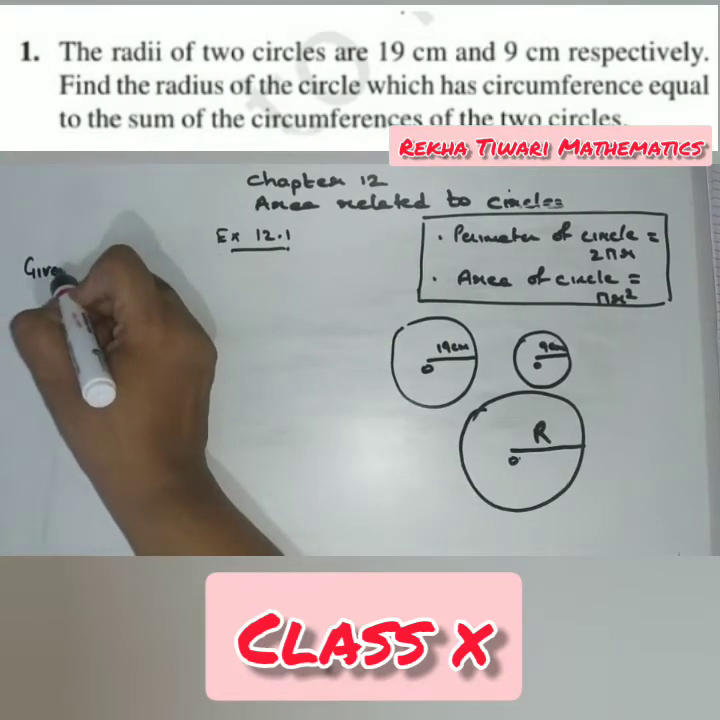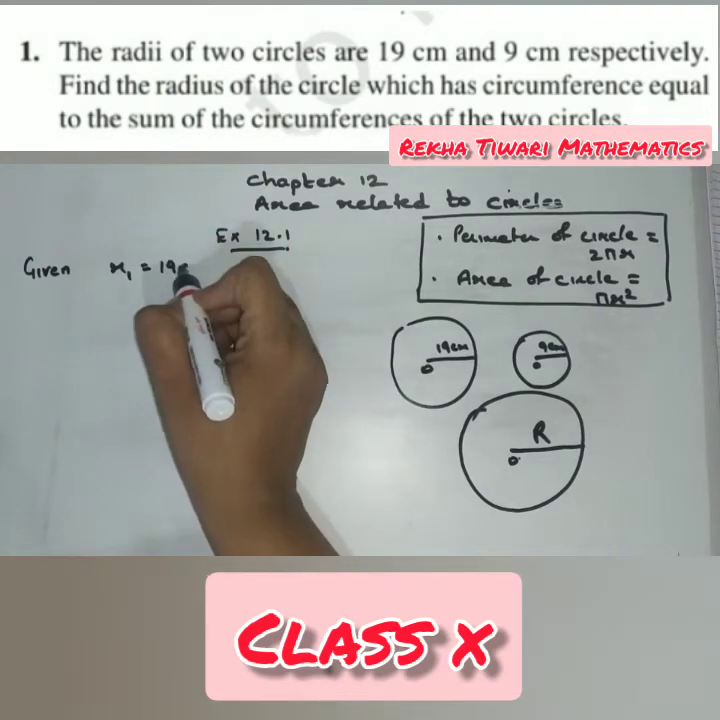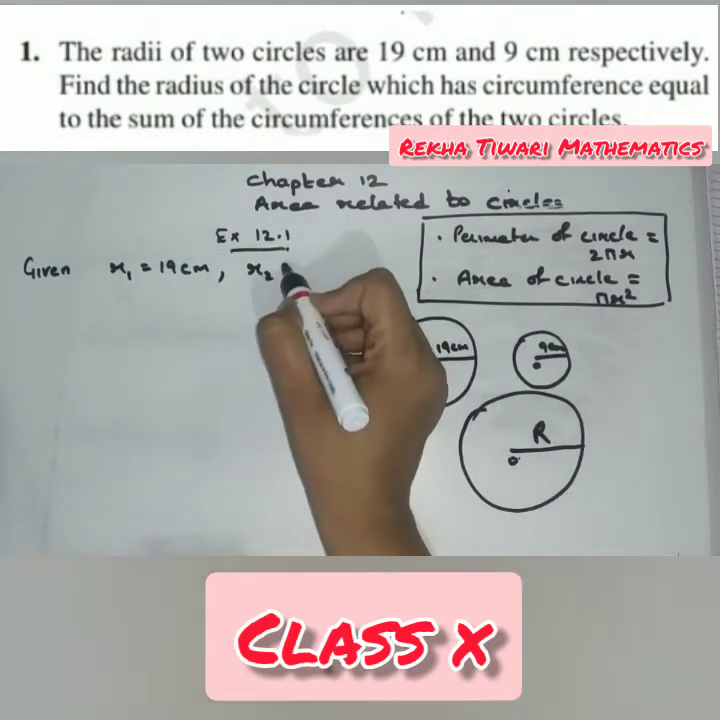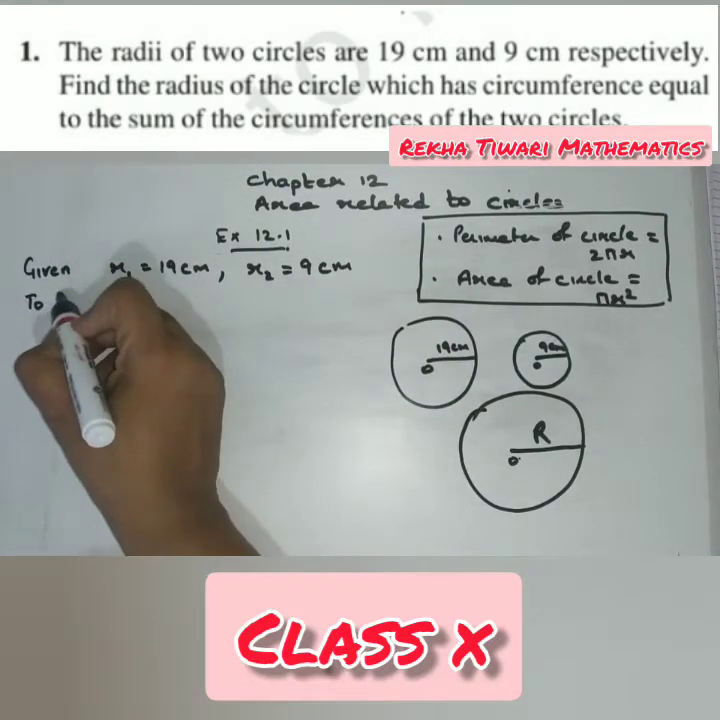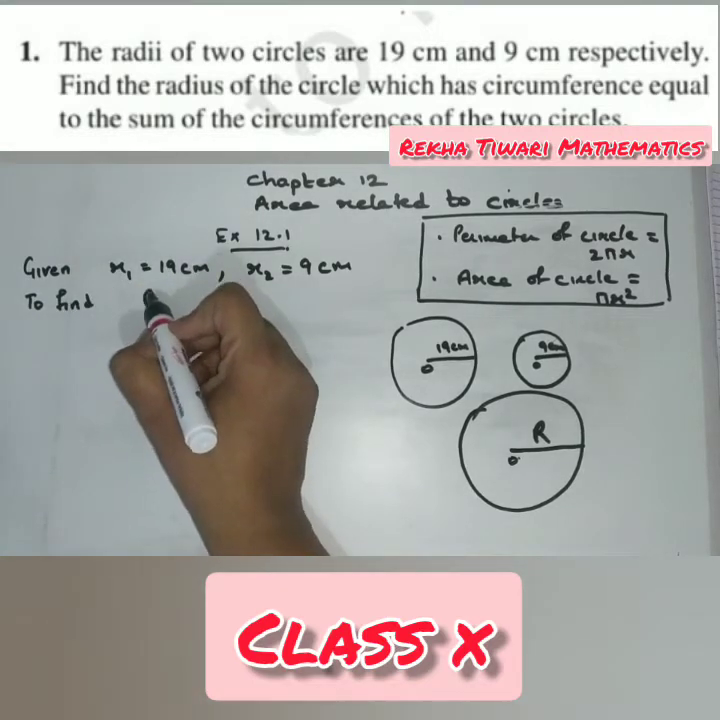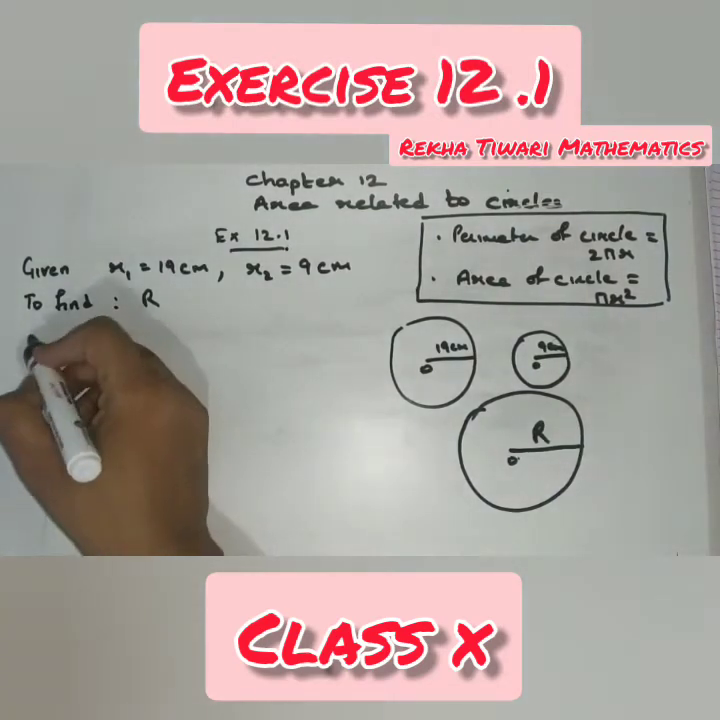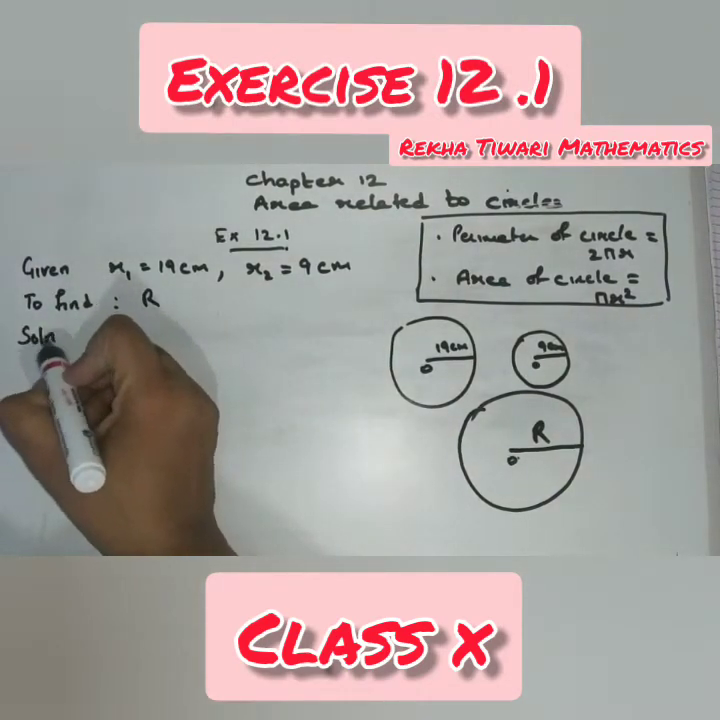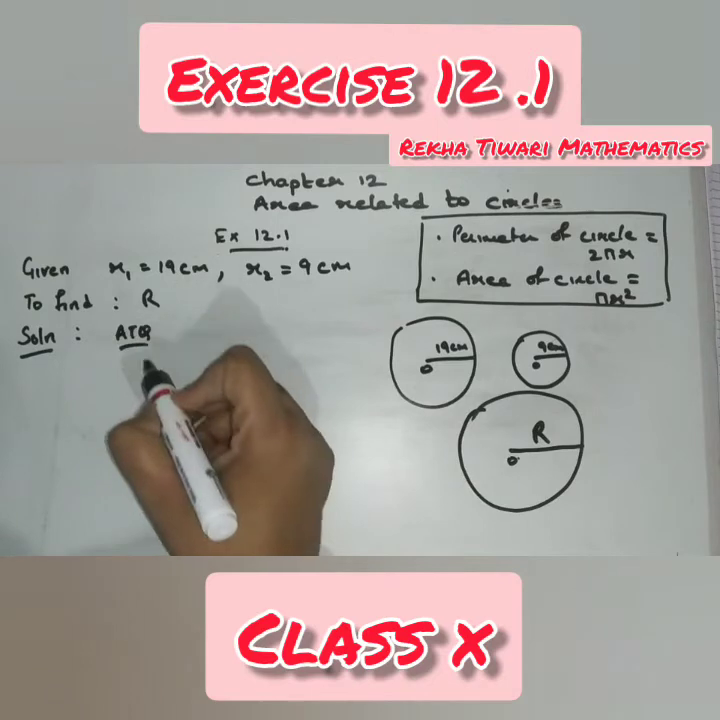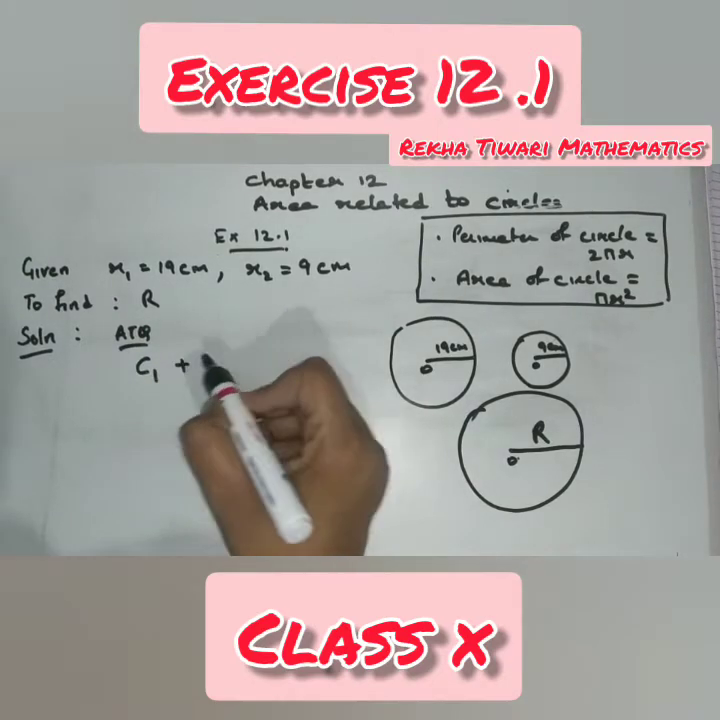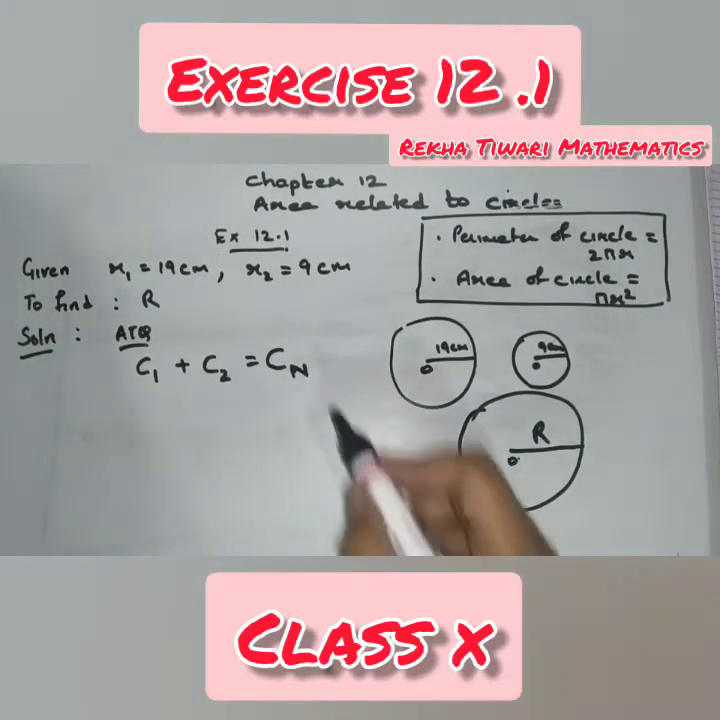What is given to you? Given R1. R1 means radius of the first circle is 19 centimeter. Radius of the second circle R2 is 9 centimeter. And what you have to find out? We have to find out the capital R, that is radius of new circle. Okay, solution. Now, according to question, what is given to you? It is given that circumference of the first circle plus circumference of the second circle is equal to circumference of the new circle.